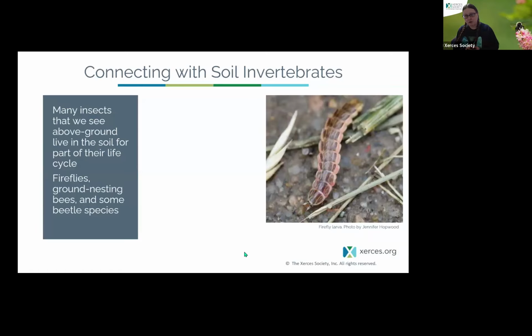And how can we connect with soil invertebrates? So when we talk about soil health, a lot of the long-term soil science has focused on the physical and chemical properties of soils, which is also important, but we really want to bring some attention to these soil invertebrates. And so the many insects we see above ground spend part of their life in the soil. Things like fireflies, ground nesting bees, and some beetle species are a few examples. Here in the picture, you see a firefly larva.